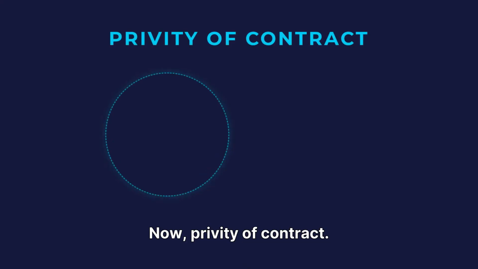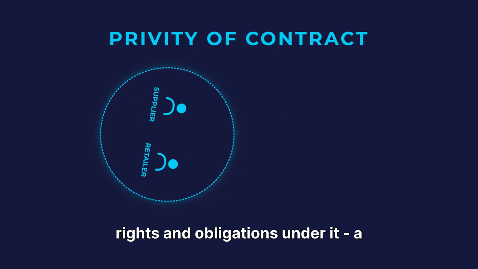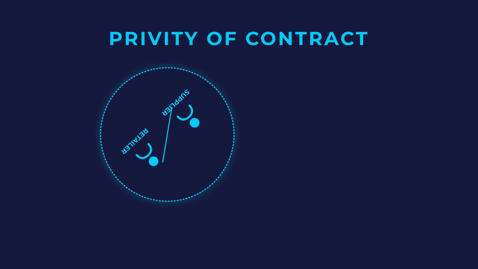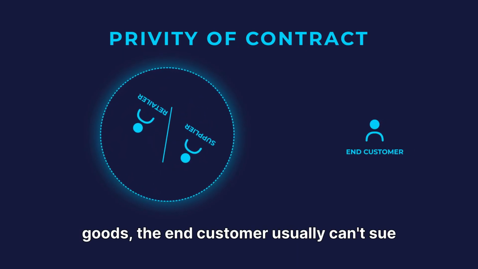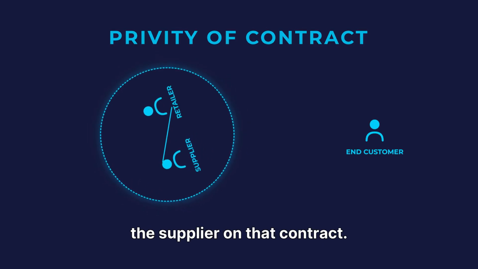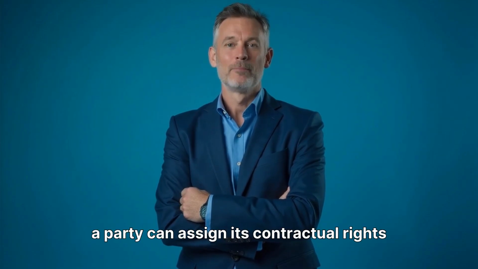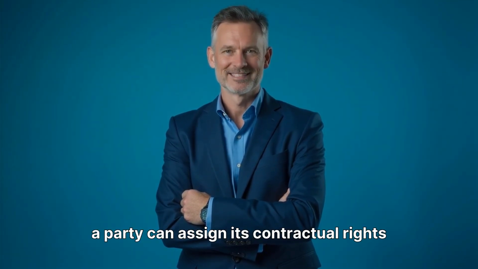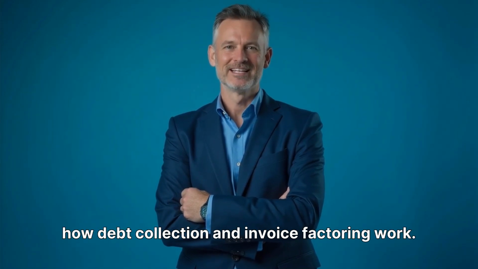Now, privity of contract. Only the parties to a contract get rights and obligations under it. A third party generally can't sue or be sued on it. If a supplier promises a retailer top-quality goods, the end customer usually can't sue the supplier on that contract. But rights can be transferred through assignment. A party can assign its contractual rights, like the right to receive payment, to someone else, which is exactly how debt collection and invoice factoring work.